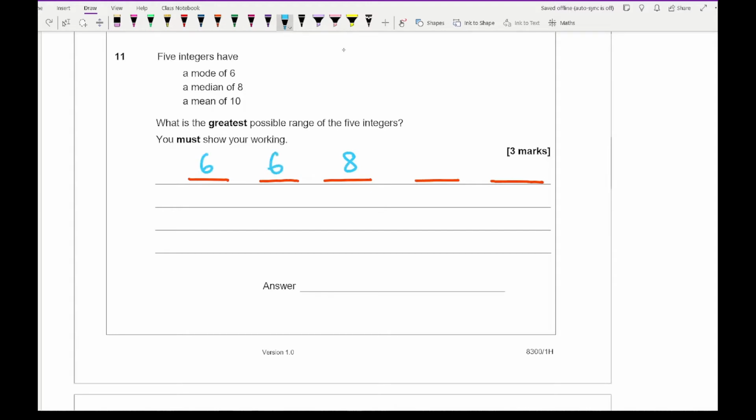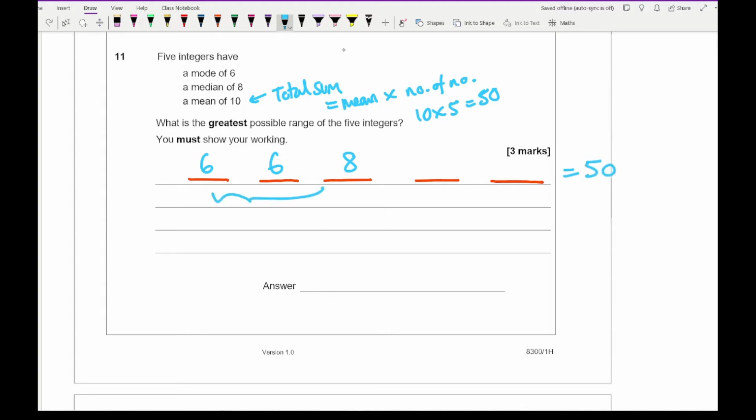And the only smallest amount of 6 I can have is 2, because the numbers need to be in order. Now, in terms of the mean of 10, if I work out the total sum, it's always the mean times the number of numbers. So that's going to be 10 times 5, which is 50. So all of these 5 numbers need to add up to 50.